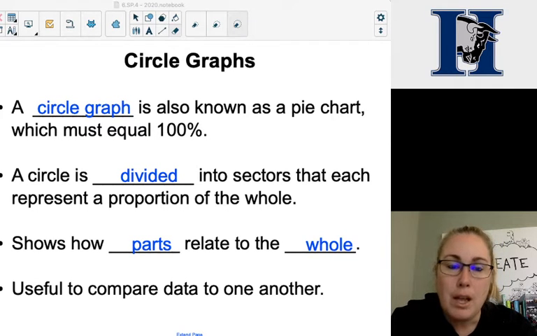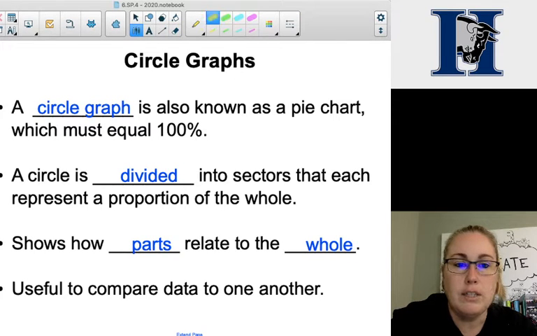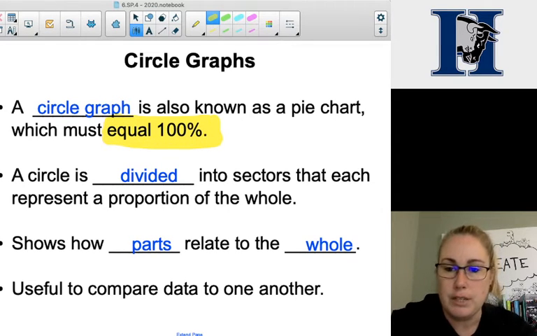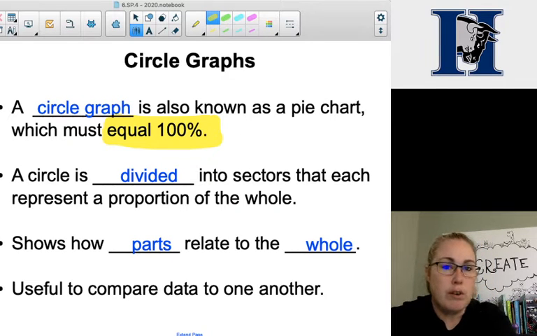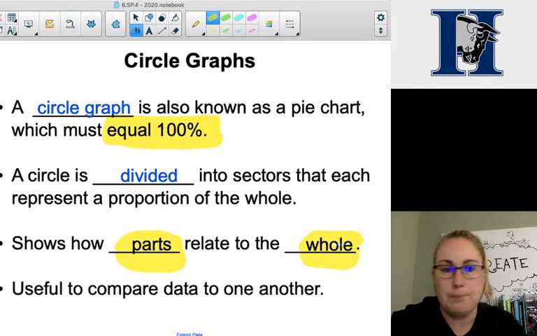So circle graphs. The first section on your notes, I'm not going to read all of this to you. You need to read it on your own, but let's just point out a few really important things that I need you to remember. So first of all, a circle graph is also known as a pie chart, which must equal 100%. This is really important. You're going to see why this is so important here in a little bit, but it must equal 100%. The reason we use circle graphs is to compare part and whole relationships, and hopefully you'll see that today as we go through this on why we use circle graphs.